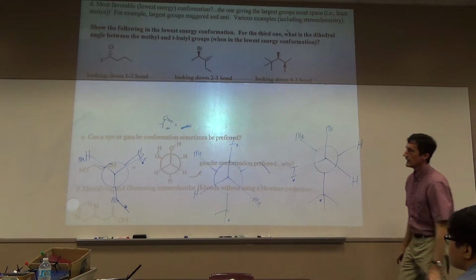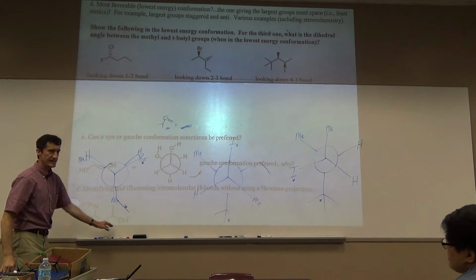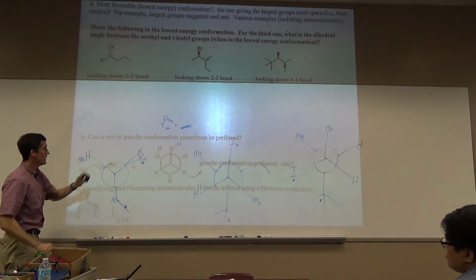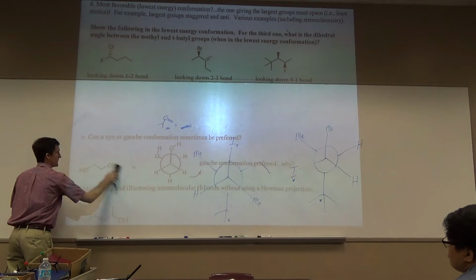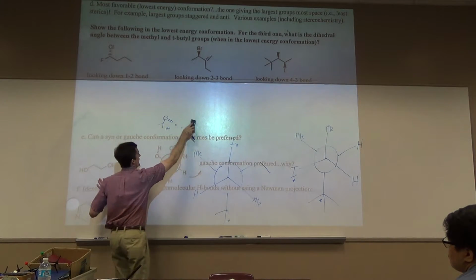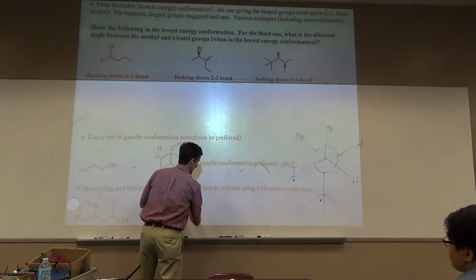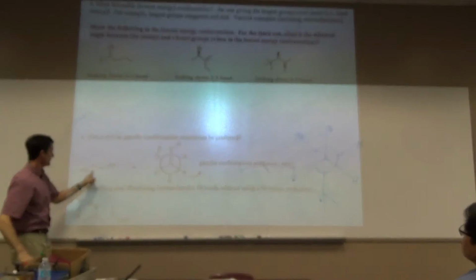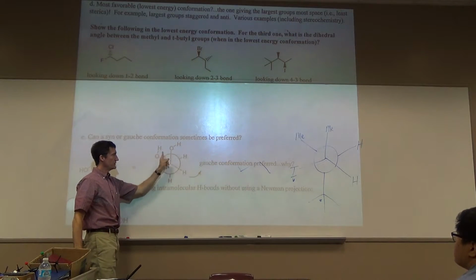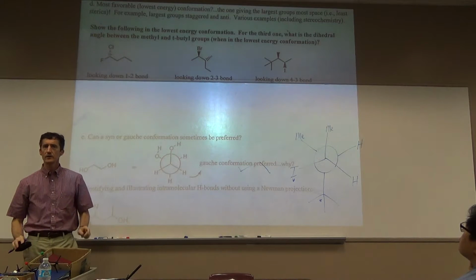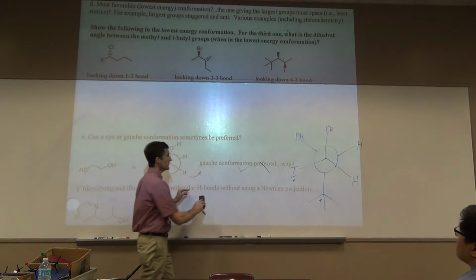Okay, question. Can a syn or gauche conformation sometimes be preferred? We're saying anti is the best. But can another conformation be preferred? Yes. You might have two large ones on both faces or something. Well, this is ethylene glycol. Its preferred conformation is this. The two OHs are not anti, are they? What are they? Yeah, that's known to be the preferred conformation.